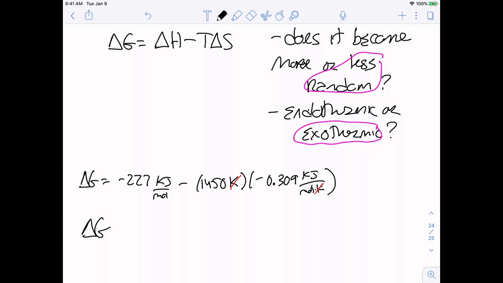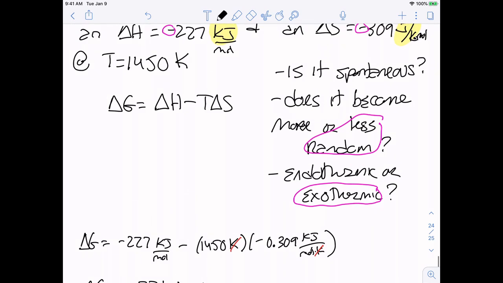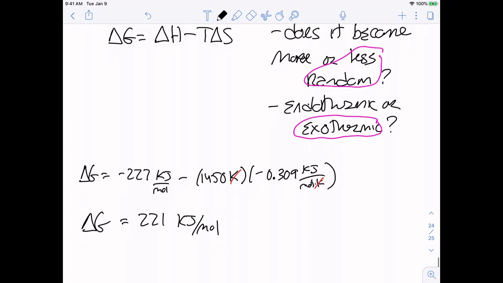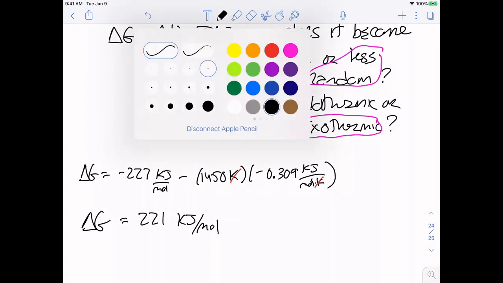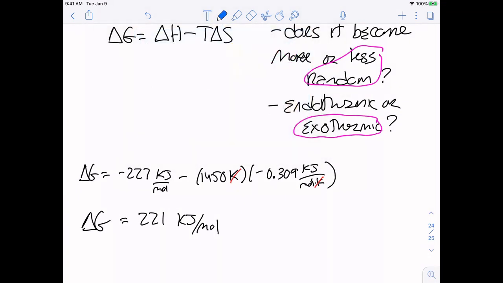And I got that my free energy change was 221. I'm just looking at sig figs, so 221, nothing after the decimal place, kilojoules per mole. So spontaneous or non-spontaneous? What do you guys think? Yeah, this one's non-spontaneous.